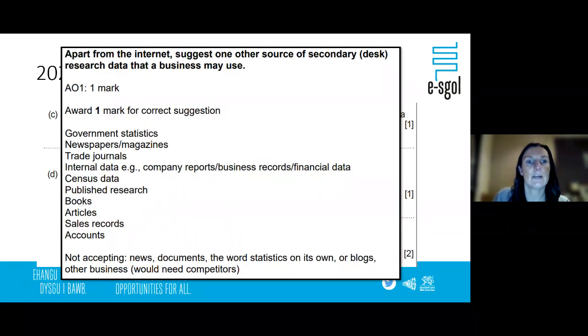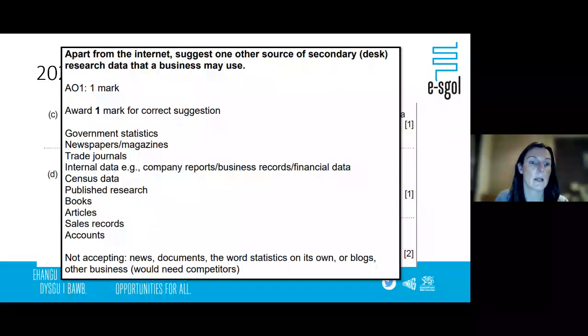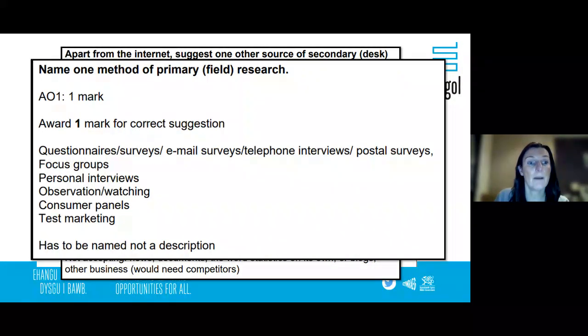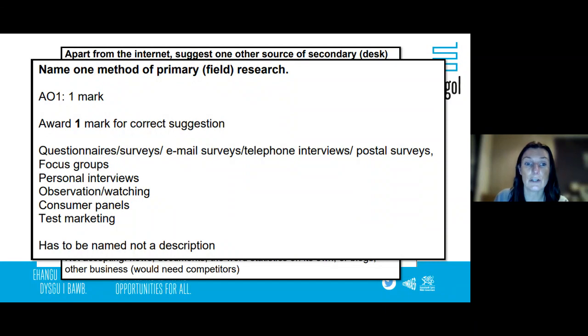So secondary desk research is obviously things that exist already. So government statistics, newspapers, trade journals, internal data, census, books, articles, sale records, accounts, anything like that. Primary research could have been questionnaires or surveys, focus groups, personal interviews, observation, watching people that go around stores, consumer panels, test marketing.